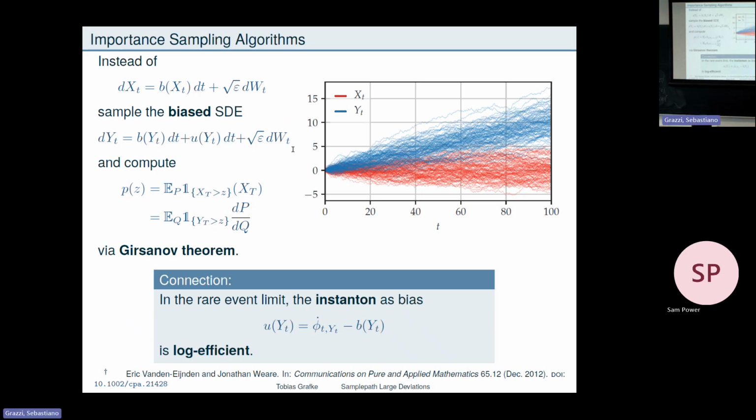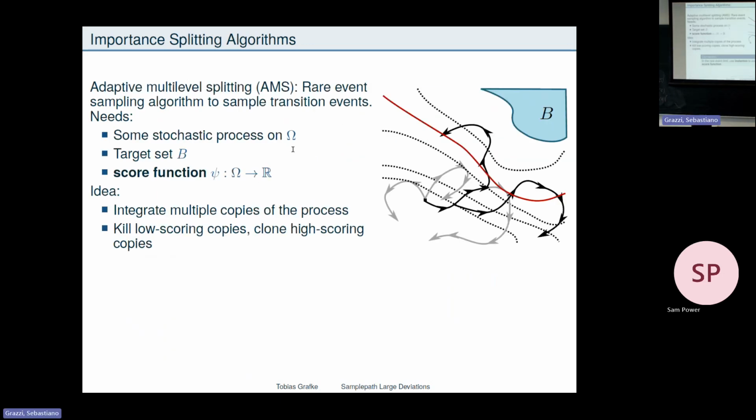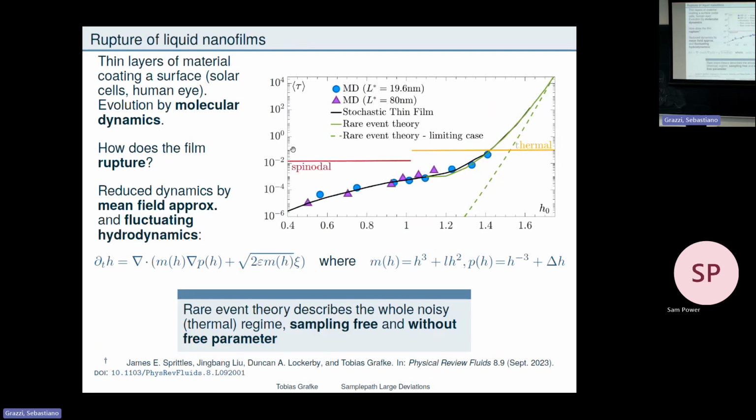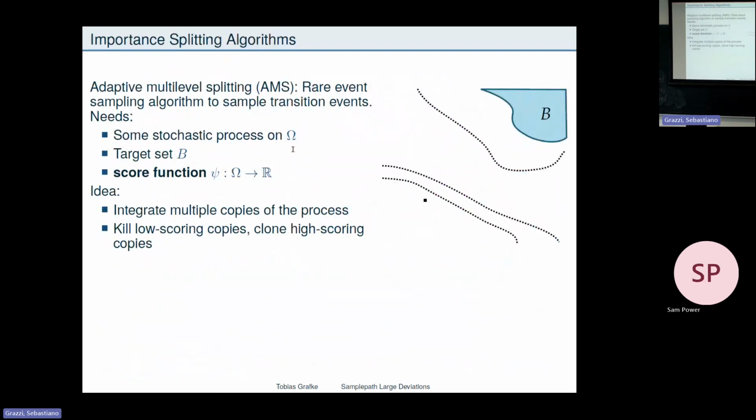Right. So the last thing that I wanted to mention is the same just for the splitting algorithm. Sorry, I need to skip to the beginning. Who here has heard of adaptive multi-level splitting? Yeah, 3 people, 4 people, perfect.